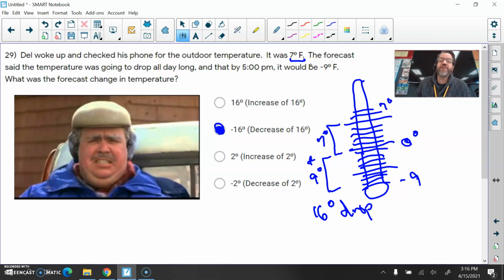Sometimes people see the 9 and the 7 and they just think, oh, well, that would be 2. No, be careful because they have different signs. They're on opposite sides of 0. So we actually do have to take the most current temperature, negative 9, and subtract the original temperature of 7. Add the opposite. Negative 9 plus negative 7 is negative 16.